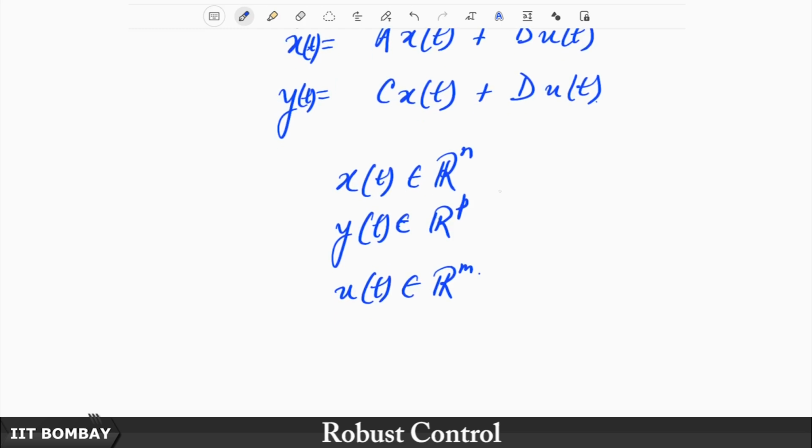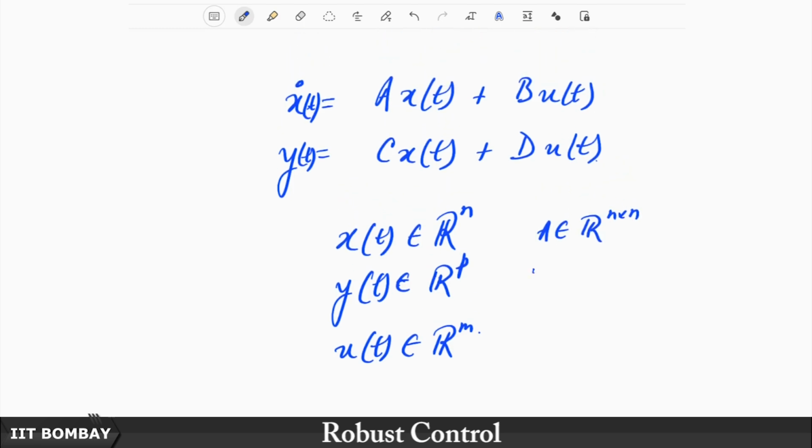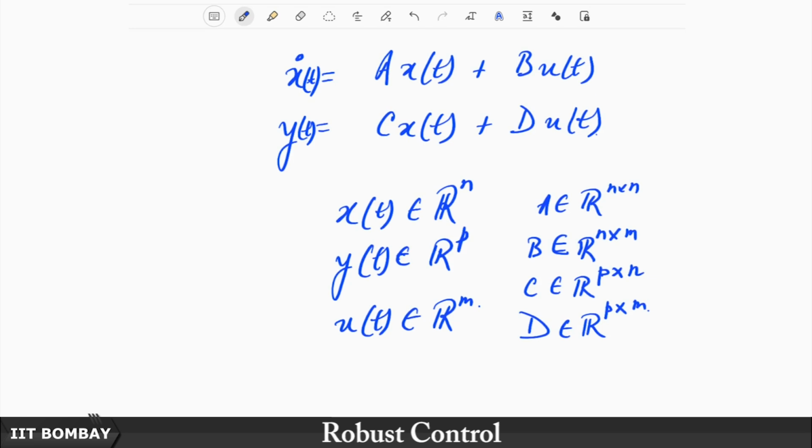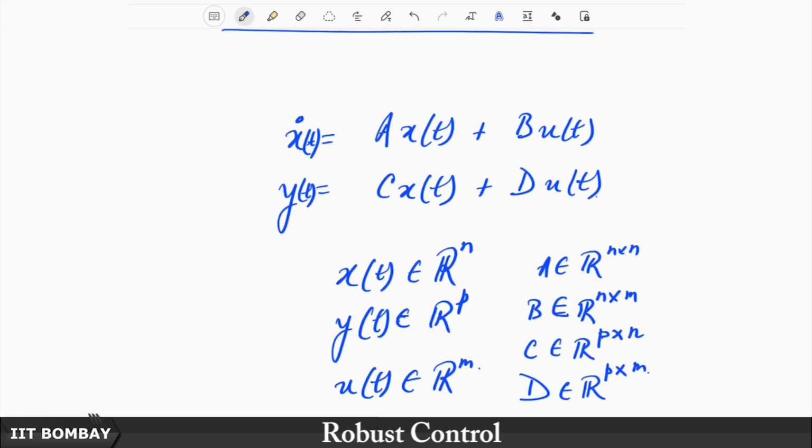And accordingly, we have A being an n cross n matrix, and B has to be an n cross m matrix. C has to be a p cross n matrix, and D has to be a p cross m matrix. You can check that upon multiplying, the sizes of the corresponding entries are conformal here. So that is the most generic state space description that we have for any linear time invariant system.